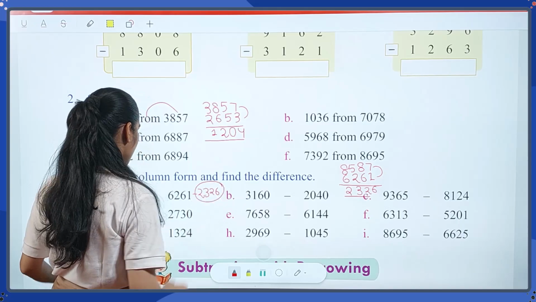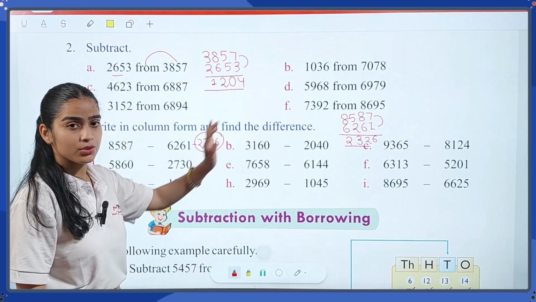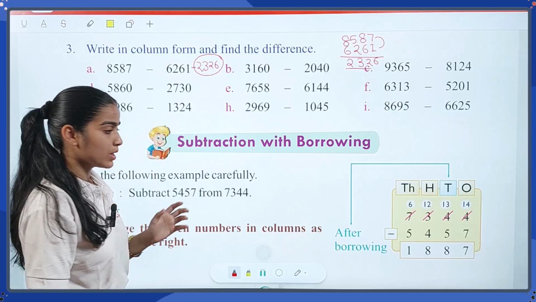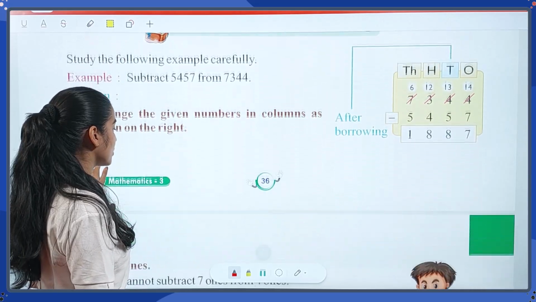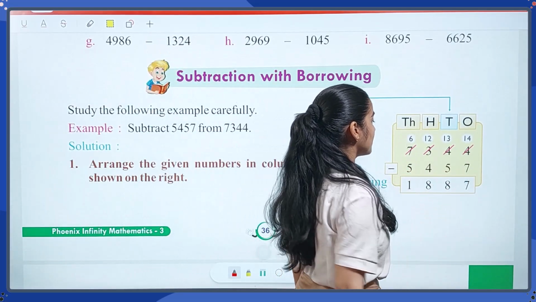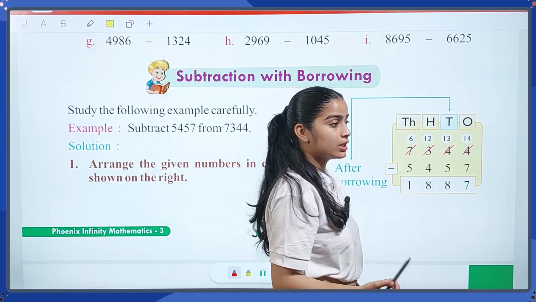2,326. Okay. So similarly, you have to do the rest of the questions similar. Now subtraction with borrowing. So in this section, what we are doing, we take the borrow to solve our question. For example, here we have 7,344 and we have to subtract from it 5,457.